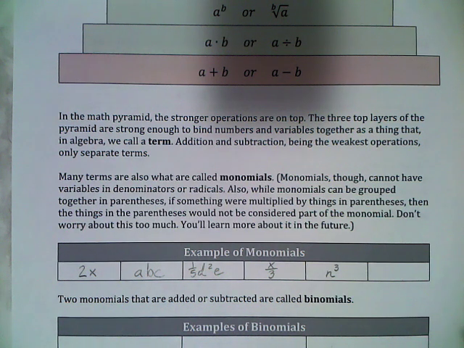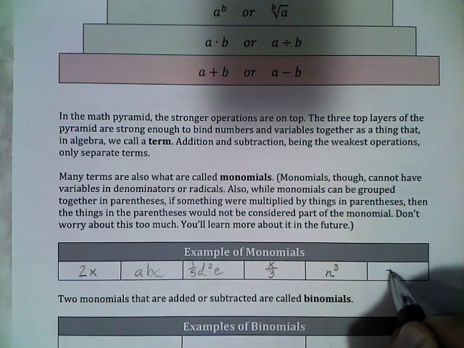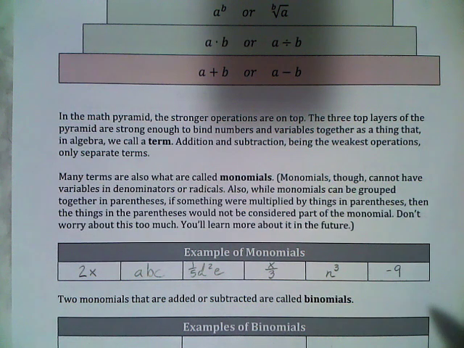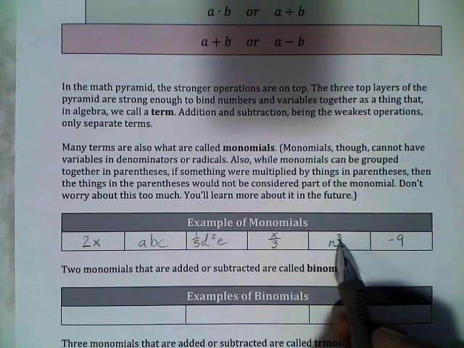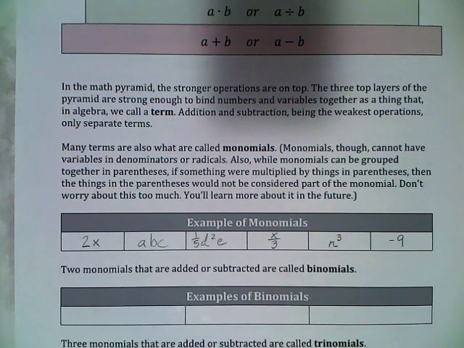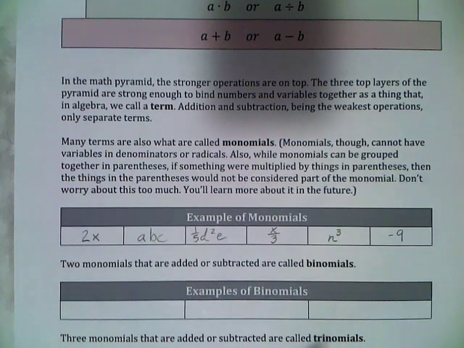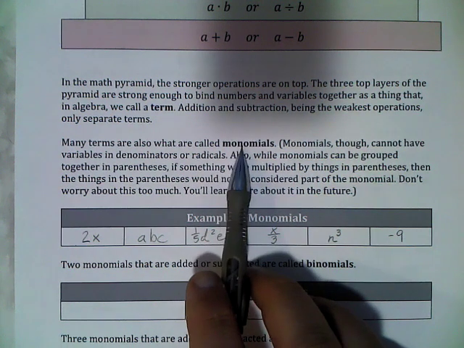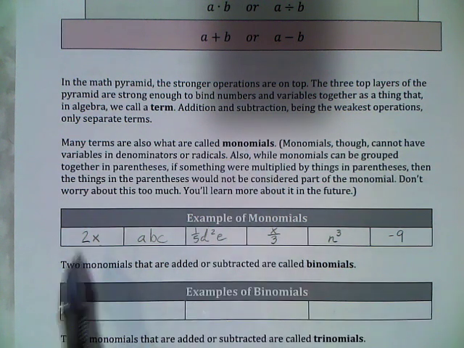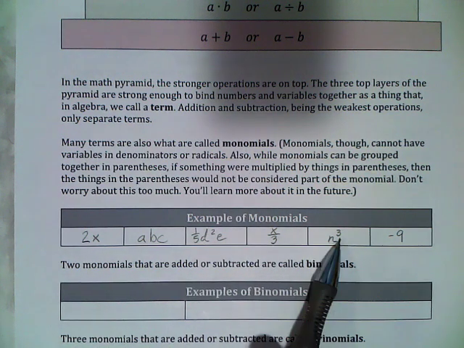So again, exponents are fine. For that matter, it is possible just to have a single number or a single letter be a monomial. So -9 is a monomial. If I were to take the cube off of n here, n all by itself would just be a monomial as well. So mono means one. So each of these is just one term.